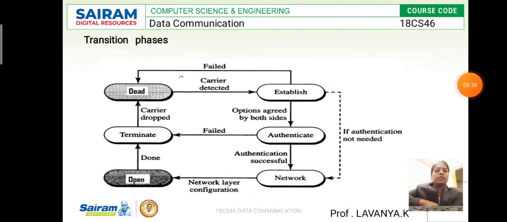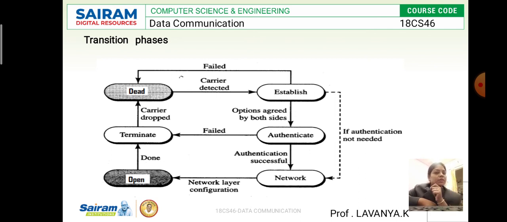The next one is the transition phase of the point-to-point protocol. The transition phase consists of 6 states: dead state, establishment state, authentication state, network state, open state, and terminate state. The transaction or request always starts from the dead state. The dead state sends the request, in the form of carrier detected, to the establishment state.